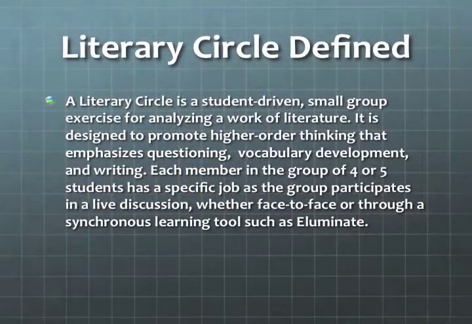Now, the technical description of a literary circle is a student-driven small group exercise for analyzing a work of literature. It's designed to promote higher order thinking that emphasizes questioning, vocabulary development, and writing. Each member in the group of 4 or 5 students has a specific job, and as the group participates in a live discussion, whether face-to-face or through synchronous learning, a tool like Elluminate, everyone can be involved.